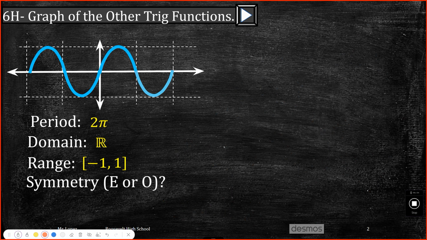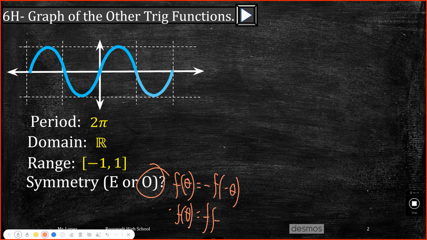Okay, so for odd, you need two transformations: flip it over and flip it over. So this is an odd function, and we're going to say that f of theta equals negative f of negative theta, or we can also say that negative f of theta is equal to f of negative theta. Both statements are true.